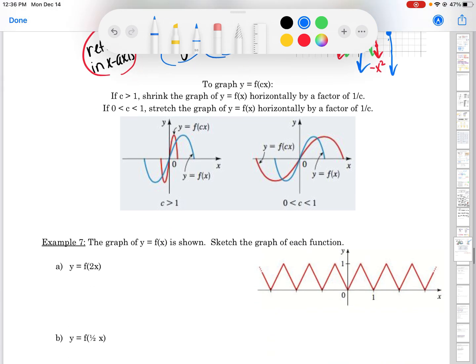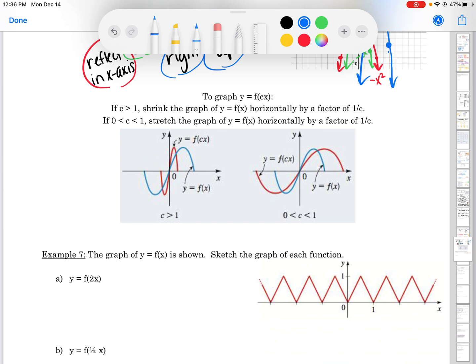All right. So sometimes we don't just shrink or stretch vertically. We can stretch or shrink horizontally.